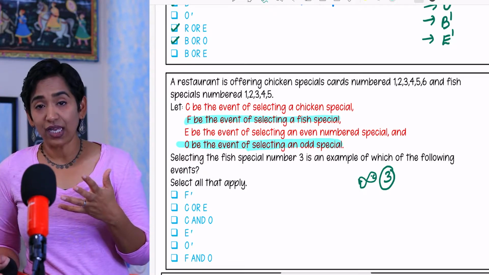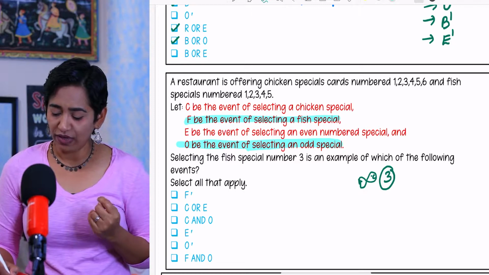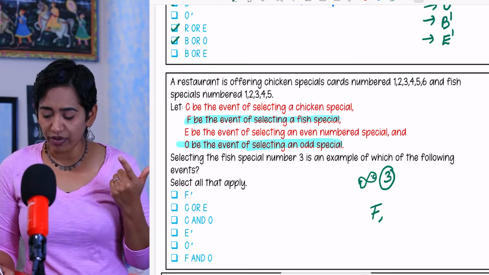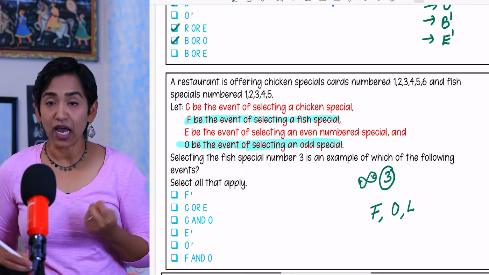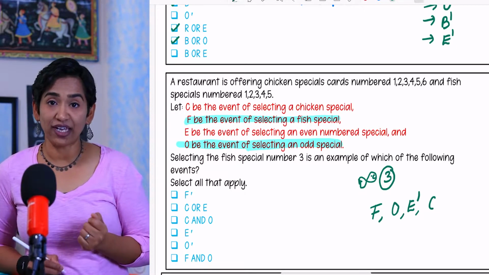And it's 3, that means it's not even. So let me go ahead and write down. It is selecting a fish event. 3 is an odd number, selecting an odd number. If it's odd, that means it's not even. It's a fish, that means it's not chicken, right?